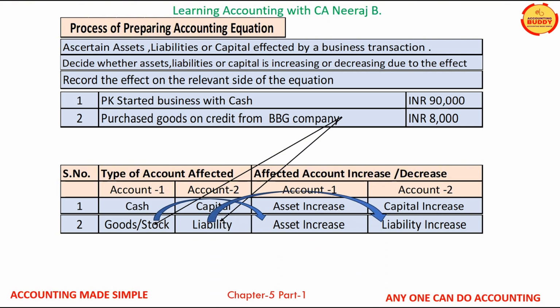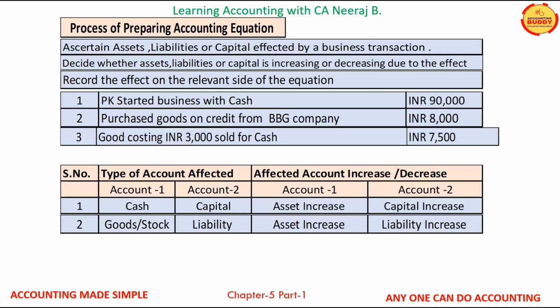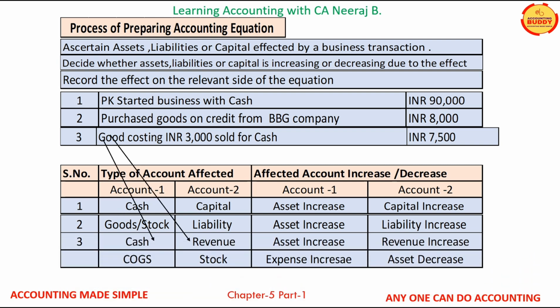The third transaction which we will consider is that goods costing INR 3,000 are sold for cash of INR 7,500. If we analyze this transaction, cash and revenue accounts are affected, and the cash, which is an asset, will increase, and the revenue is earned, therefore it will also increase. In the same transaction, cost of goods sold, that is the COGS, and the stock accounts are also affected. Expense will increase being the cost of goods sold, and the stock being the asset will get reduced.